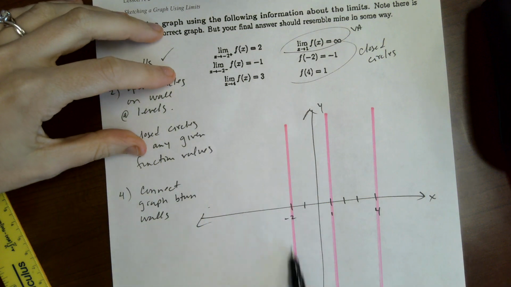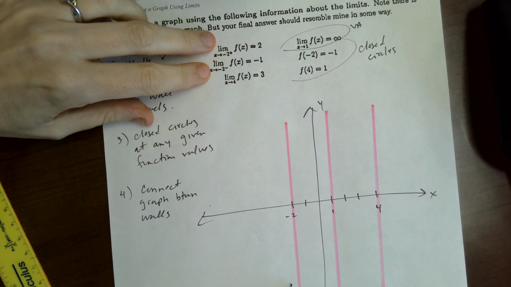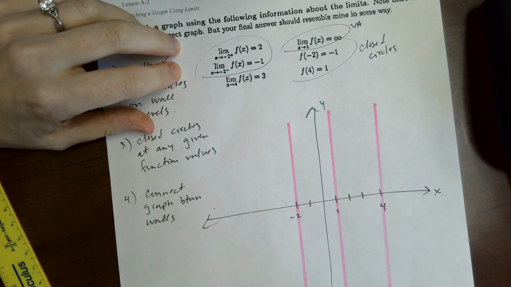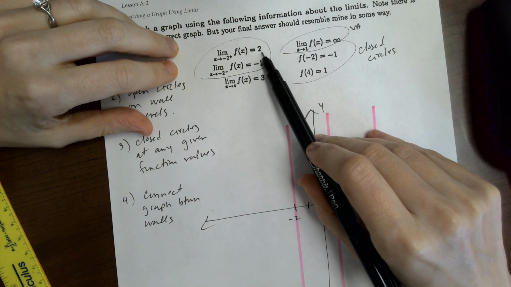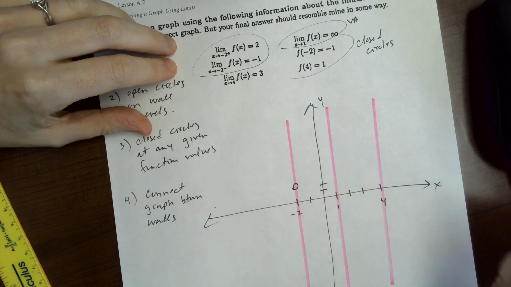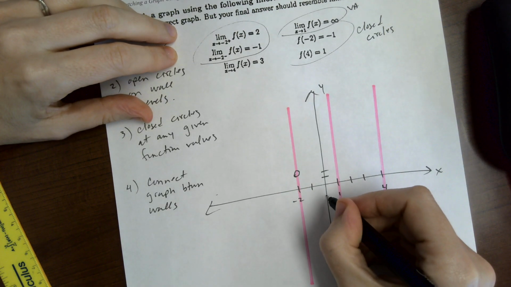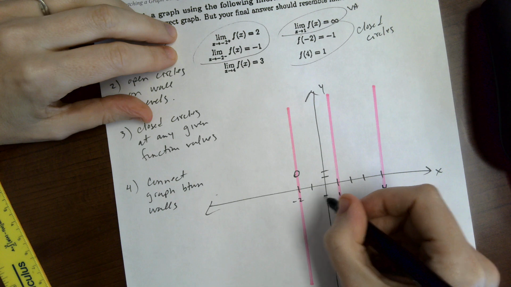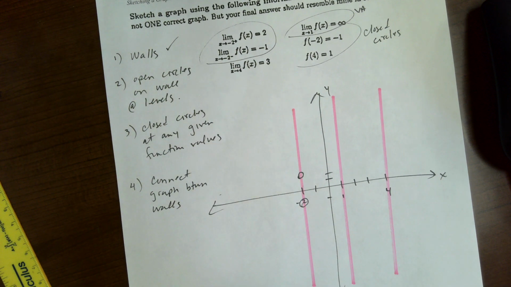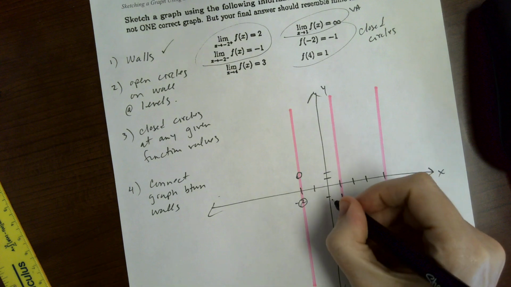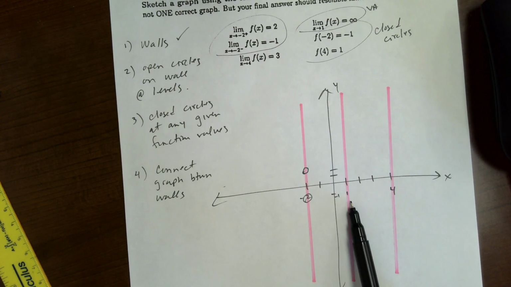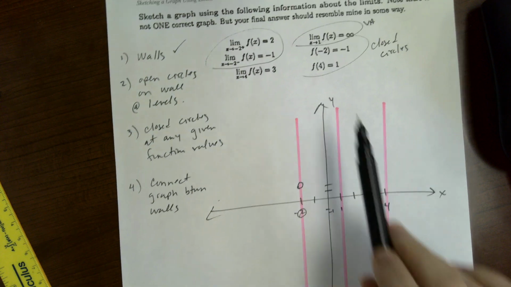All right, so this wall, x is approaching -2. I'm using both of those. So at 2, I'll put an open circle, and at -1. Whoops, darn it. I didn't mean for it to go right around that number. All right.